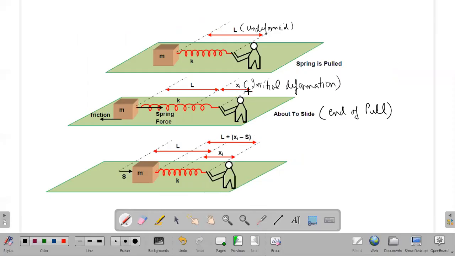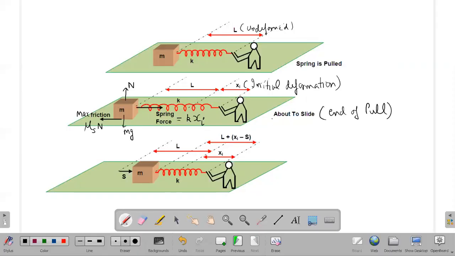So xi is the stretch, or you can call it the deformation in the spring, and this deformation can be calculated from the information that the block is now about to slide. It is on the verge of slipping. If the block is on the verge of slipping, it is obvious that the spring force, which according to Hooke's law is k multiplied by the deformation xi, should equal the maximum friction. Since the block is about to slide, there will be maximum friction acting on the block, which you can write as mu s multiplied by the normal reaction force. It is very easy to prove that the normal reaction force in this case will be equal to mg, the force of gravity.